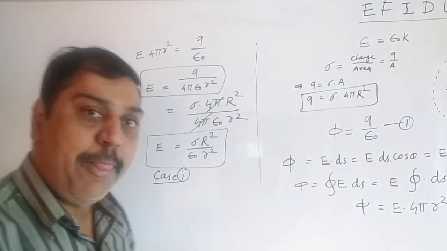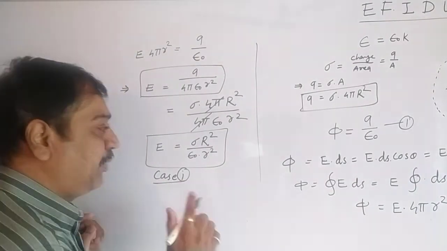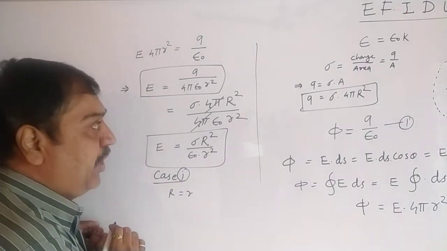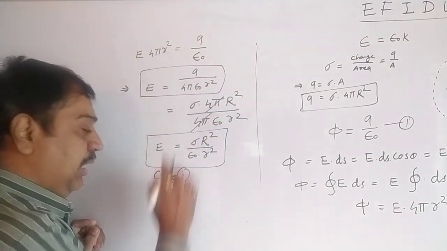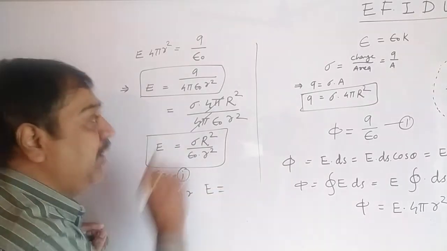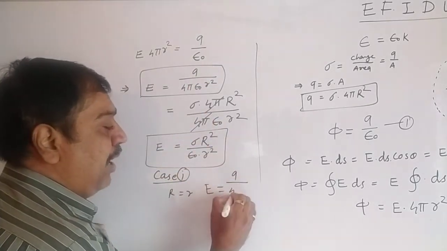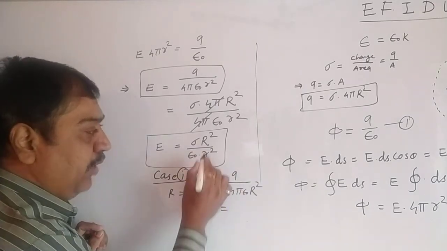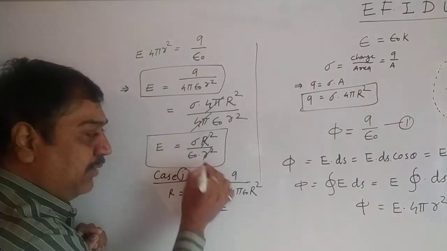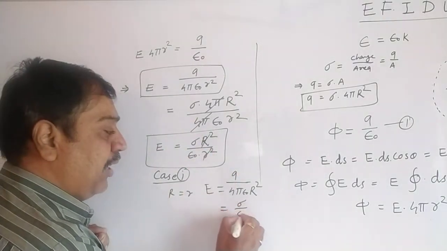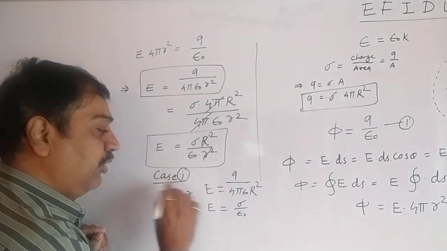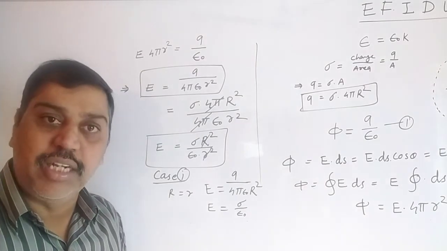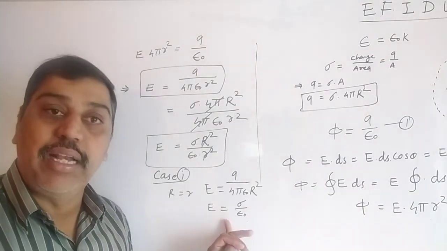As point P moves to the surface of the conducting sphere, here capital R is equal to small r. If we put it here, capital R equal to small r, E comes to be, according to this, Q divided by 4 pi epsilon 0 into capital R square, or according to this, both are the same, so they get cancelled out. This comes to be sigma divided by epsilon 0. So this is the first case, when point P is shifted to the surface of the charged conducting sphere. This would be the equation for electric field intensity.